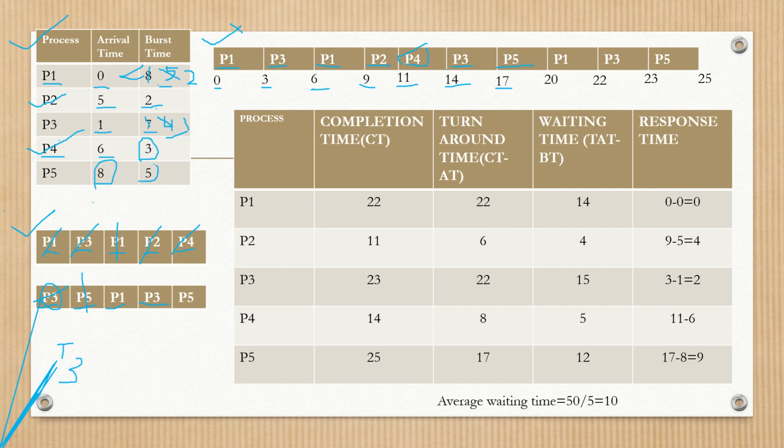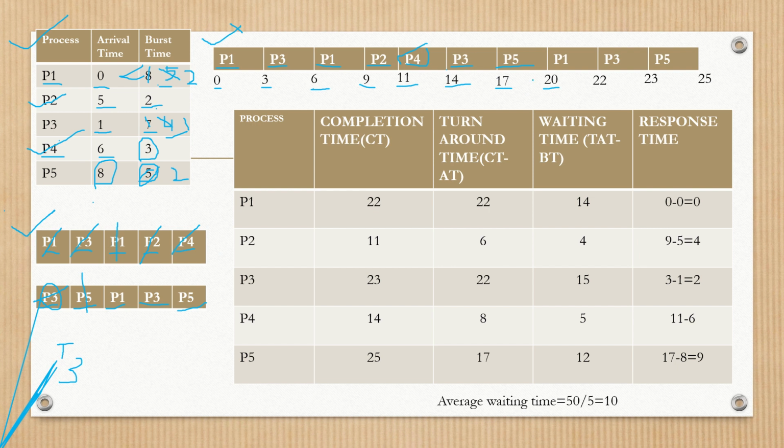Here it is, burst time is 5. We can execute only 3. So 5 minus 3, 2 is pending. So it will execute 3. So 17 plus 3, till 20, P5 will execute. Again P5 will come back to the ready queue, because it still has 2 more units to execute.